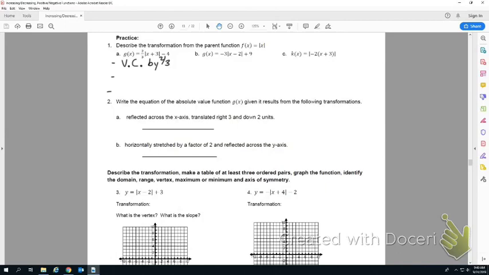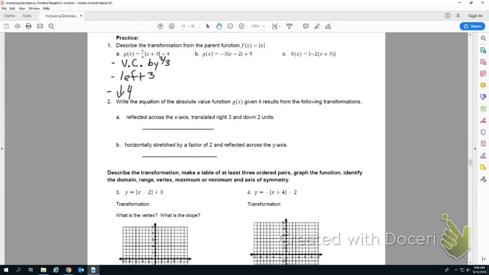Jacob, what's another transformation in that equation? To the left 3. Left 3. Greta, what's the last one? So the -4 at the very end. Down 4. Feel free to use shorthand. By shorthand, I mean arrows and VC instead of vertically compressed.